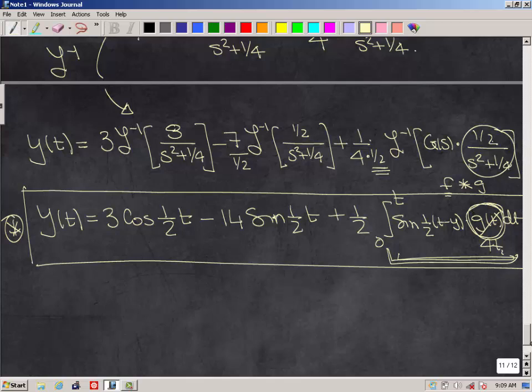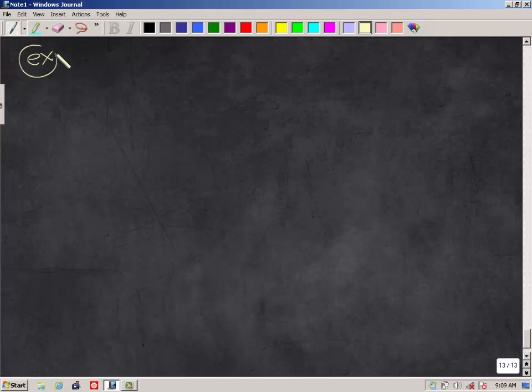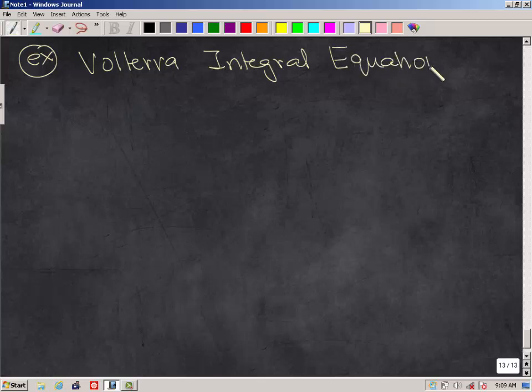Another type of problem that we can solve using convolutions is something called the Volterra integral equations. Okay, so that's basically an equation that has integrals in it, and we want to solve that type of equation. Okay, so let's take a look at that.